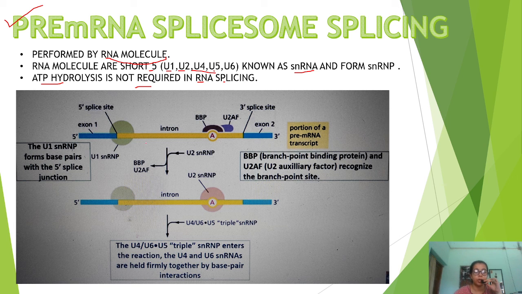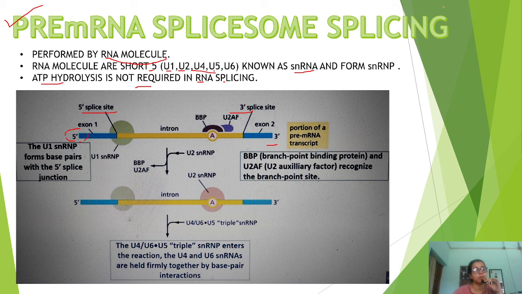As I have already told you, this is a pre-mRNA. This is the 5' end and this is the 3' end. This is exon 1, this is exon 2, this yellow part is totally intron, and A, the adenine, here is the branch point. This site is known as the 5' splice site, and this site is known as the 3' splice site.